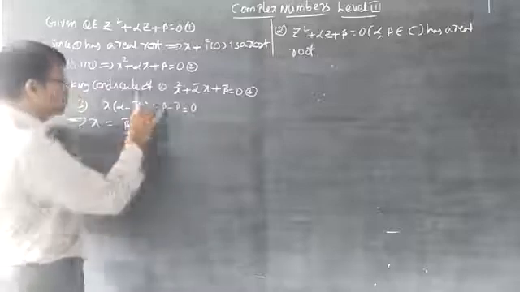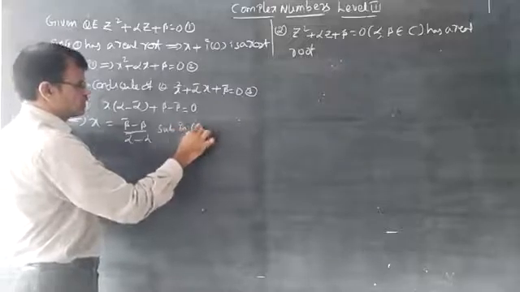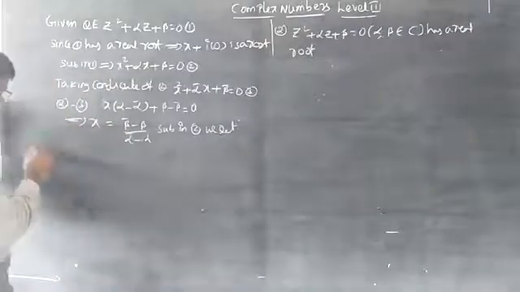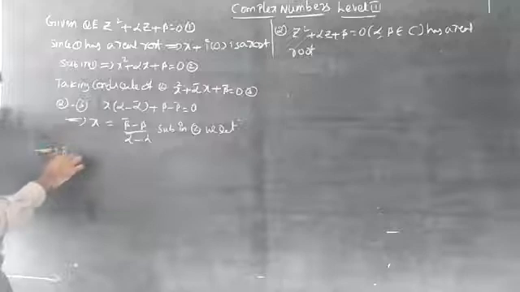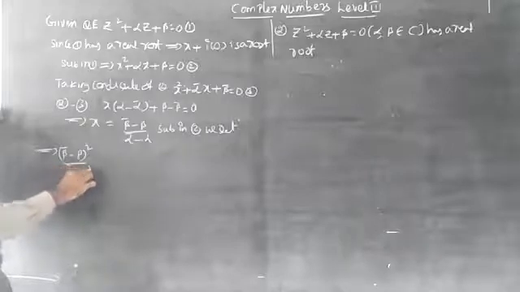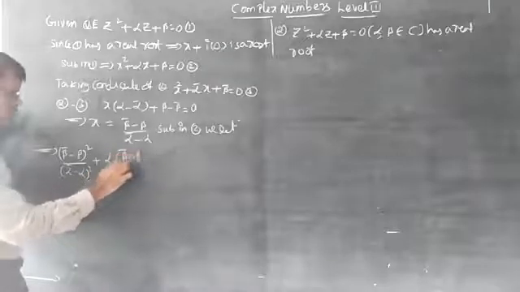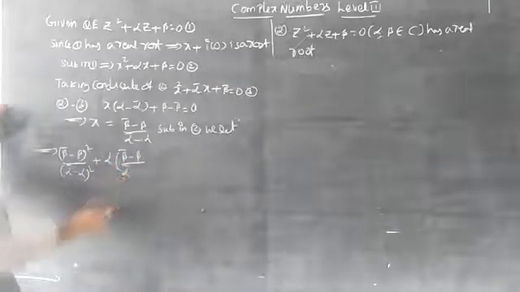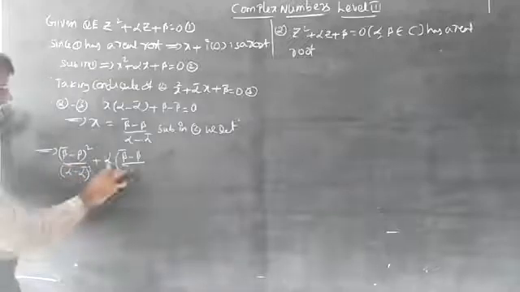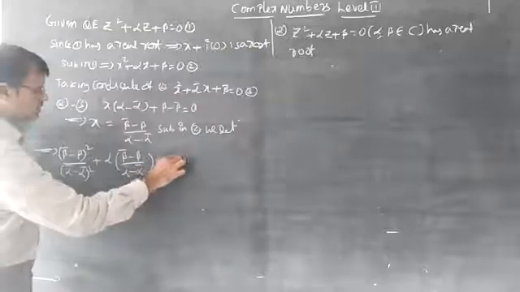Whenever this is a root for this equation, substitute the value in the second equation. Substituting in the second equation, we get beta bar minus beta whole square by alpha bar minus alpha whole square plus alpha into beta bar minus beta by alpha minus alpha bar, whole square, this is alpha minus alpha bar plus beta equal to 0.